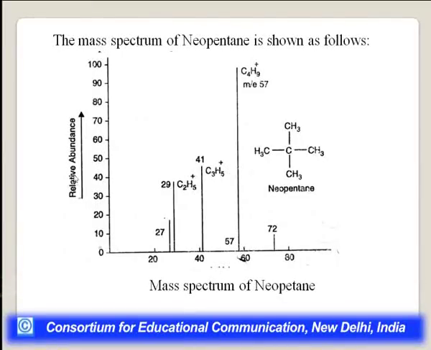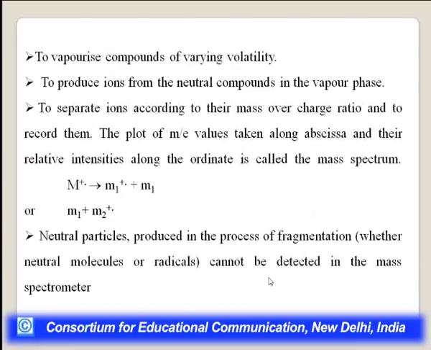You can see this is the relative abundance and this is the mass of the different fragments. This is the representation. It can give this kind of fragmentation or this kind of fragmentation depending on the particular molecule. We should not forget this point while elucidating the mass spectrum of an organic compound. This is very, very important. Neutral particles produced in the process of fragmentation cannot be detected in the mass spectrum. So, an ion must be positively charged. You should remember that.